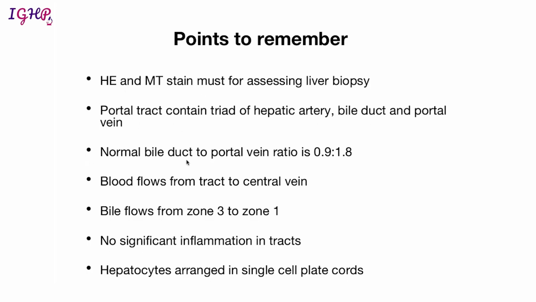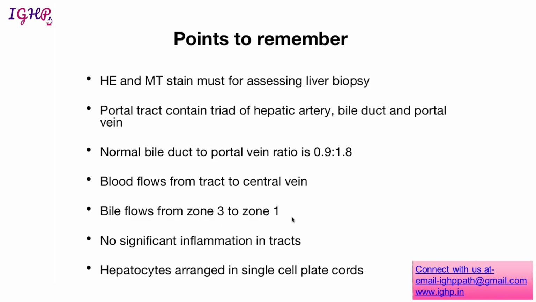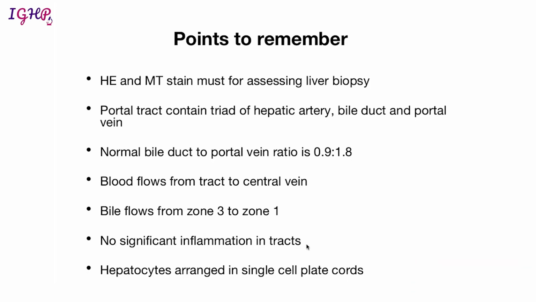The normal ratio of bile duct to portal vein is 0.9 to 1.8. That means you can have 2 ducts in every tract. The blood flows from the portal tract towards the central vein, whereas the bile flows in the opposite direction, from zone 3 to zone 1. There is no significant inflammation in any of the tracts, and hepatocytes are generally arranged in single cell plate cords in an adult. So that is about the normal liver biopsy.